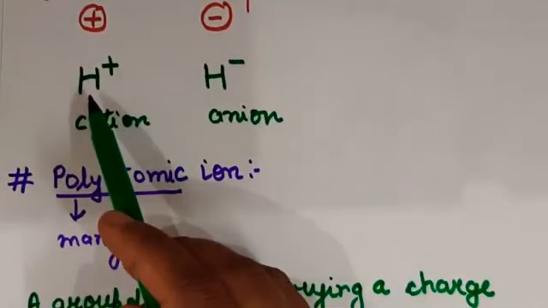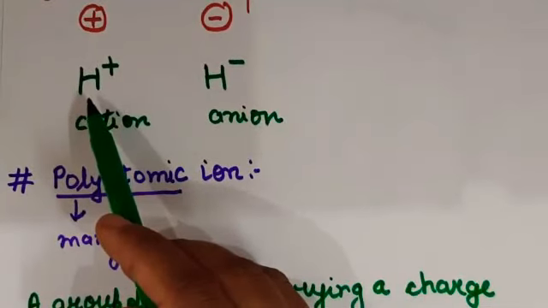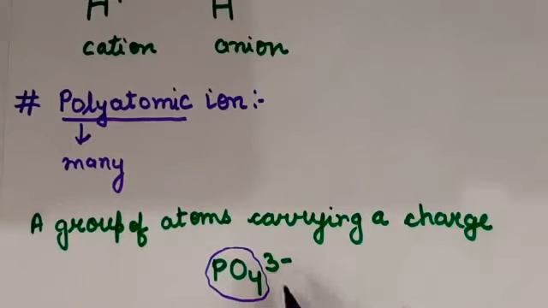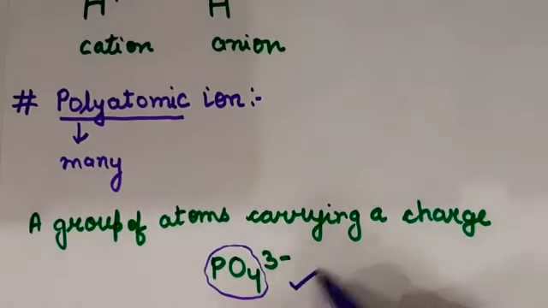In this case, it was only a single atom. So it is not a polyatomic ion. It is a cation. And what is polyatomic? Group of atoms. Suppose I consider this example. PO4 tri-negative. So this is a group of atoms. Okay, and it is bearing a charge, or we can say a net charge on it. So that is a polyatomic ion. This is phosphate.